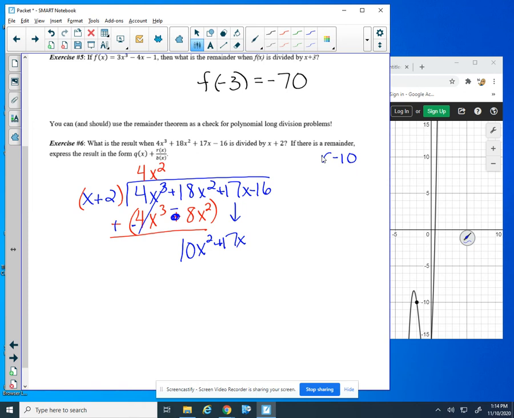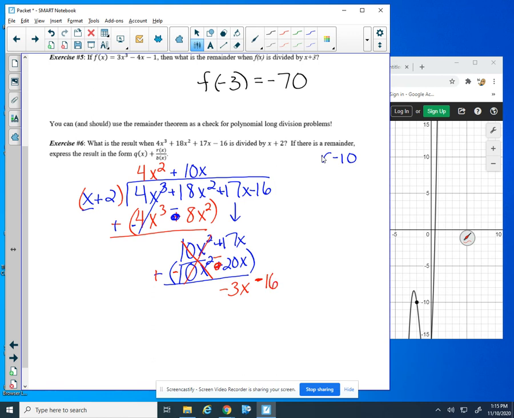X goes into 10x squared, right? 10x times. So now we're going to multiply, and that gives me 10x squared. 2 times 10x is plus 20x. So now I'm going to subtract and change my signs. So 17 minus 20 is -3x here. Remember, this cancels. And we're going to bring down the 16.